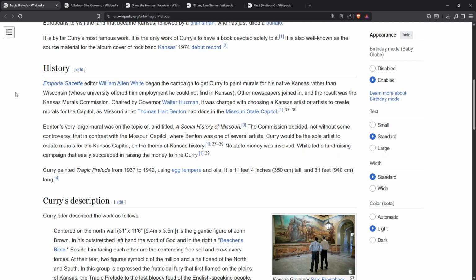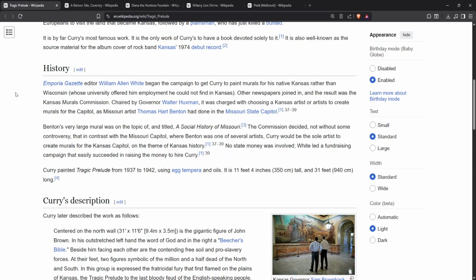Other newspapers joined in, and the result was the Kansas Murals Commission, chaired by Governor Walter Huxman. It was charged with choosing a Kansas artist or artists to create murals for the Capitol, as Missouri artist Thomas Hart Benton had done in the Missouri State Capitol. Benton's very large mural was entitled A Social History of Missouri.